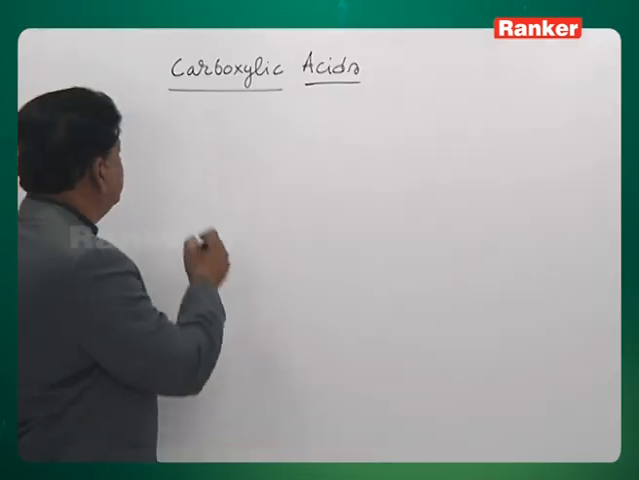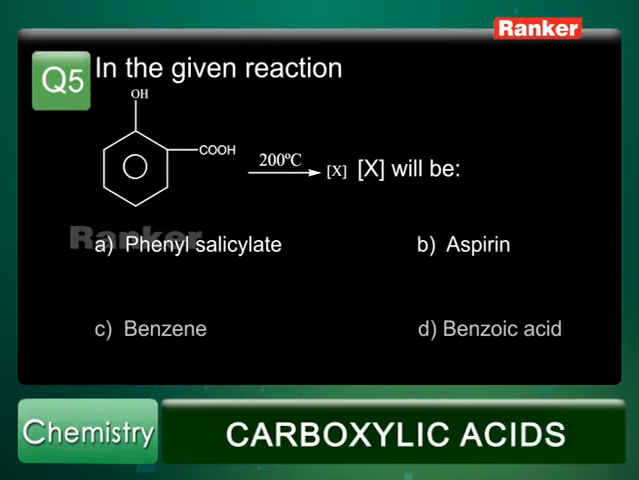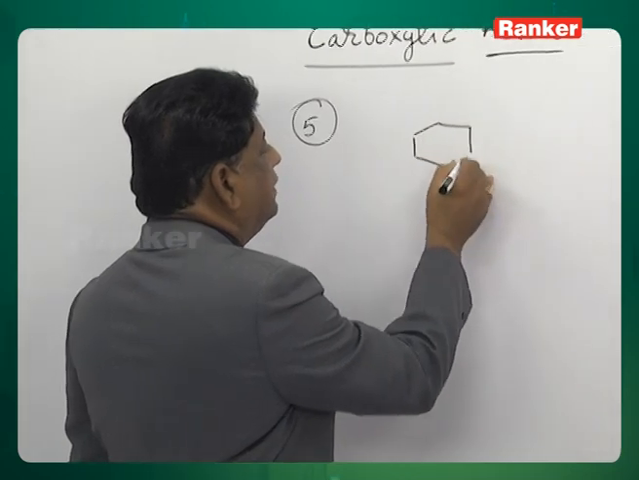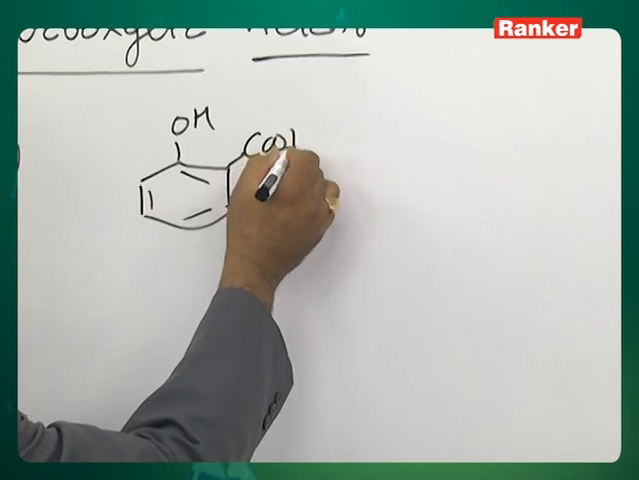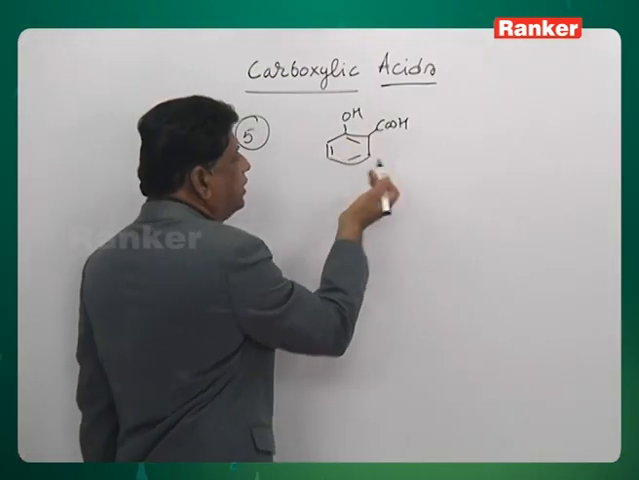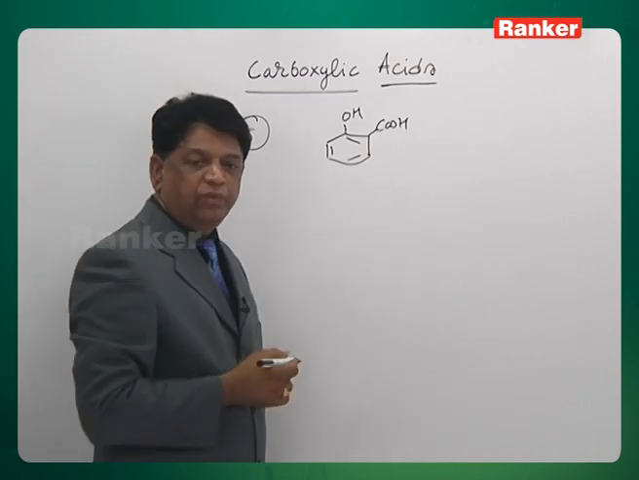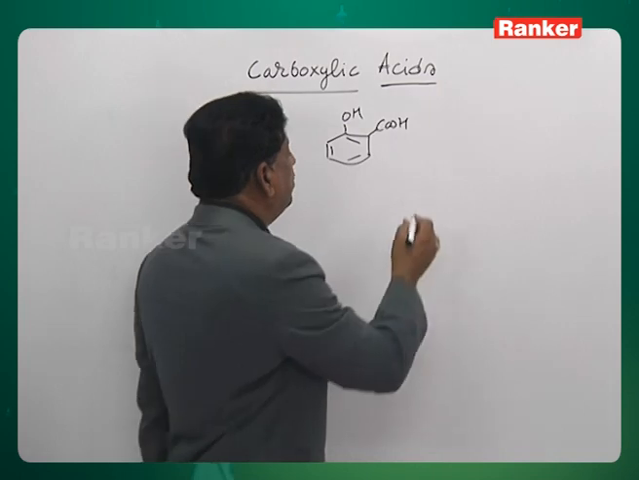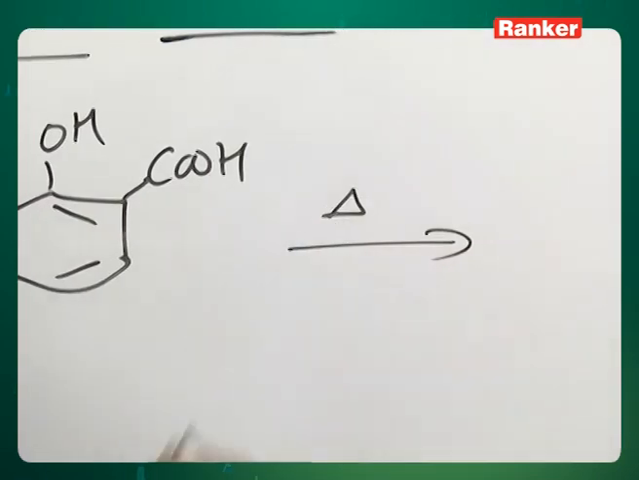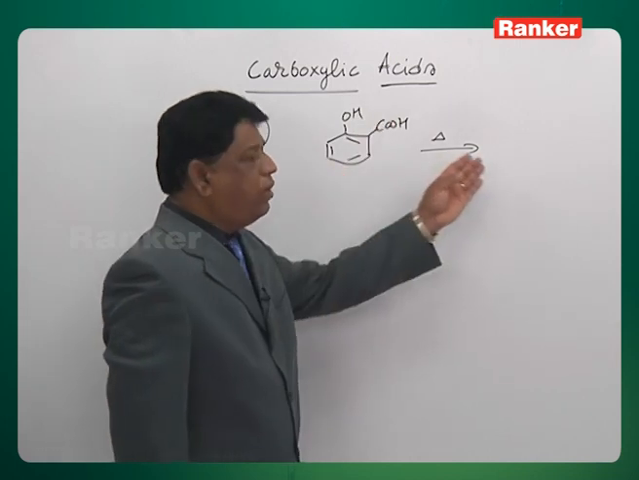Let's go for question number 5. Salicylic acid is heated up to 200 degrees. Salicylic acid is nothing but a phenol containing a COOH at the ortho position, orthohydroxybenzoic acid. This is heated at 200 degrees without anything. So generally what happens when you heat it, carboxylic acids undergo decarboxylation, you will get the phenol.